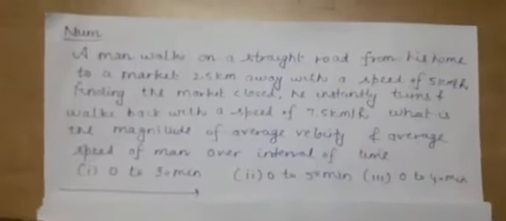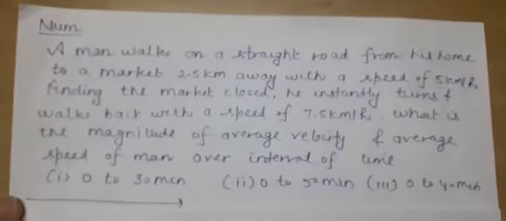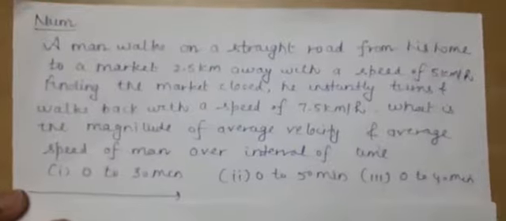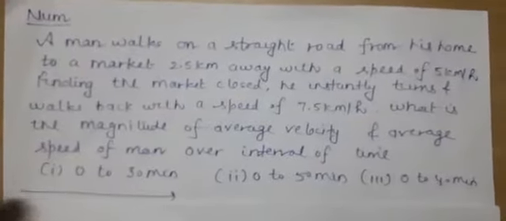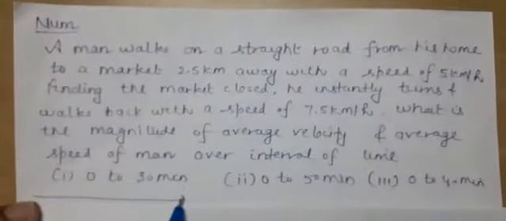Now we are taking one or two numericals on average speed and average velocity, because in the previous numerical part I have not included these numericals. This is important. And the numerical which we are doing here is of NCERT exercise. So see here how to do it.